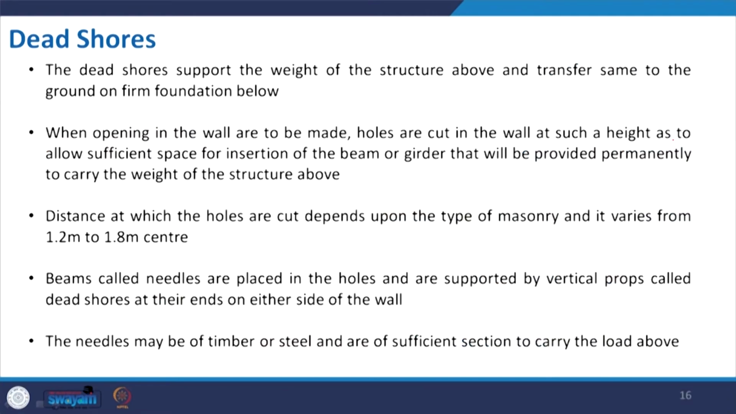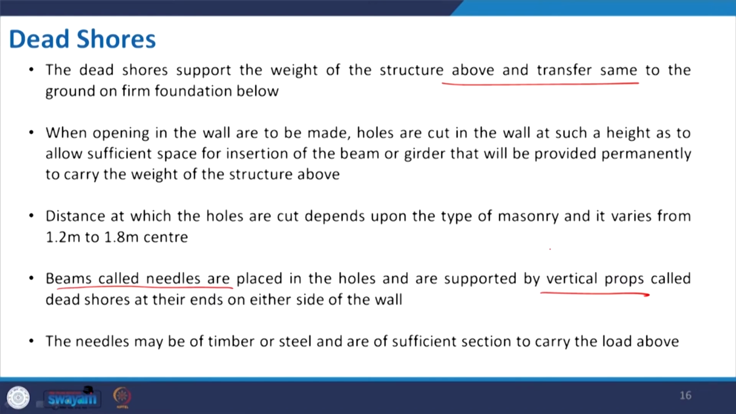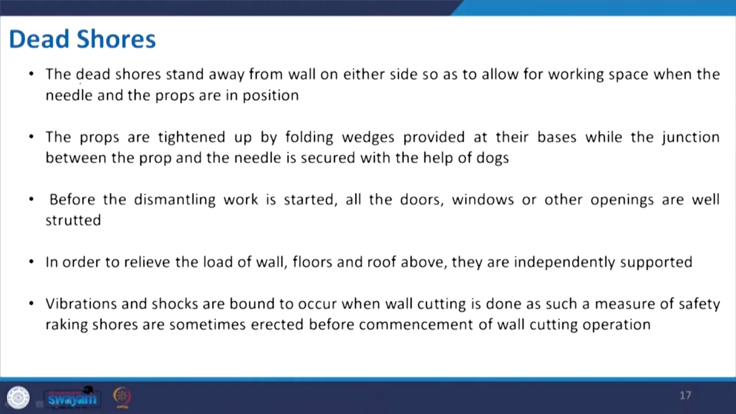Dead shore supports the weight of the structure above, and that is why it is also required to support all the components separately, so that it will not be heavy on the structure. The beams called needles are placed into the hole and supported with the vertical props. If you see in this, these are the vertical props that will support the structure. Here we can use timber, or else a steel tube, or sometimes if it is heavy, again the truss.